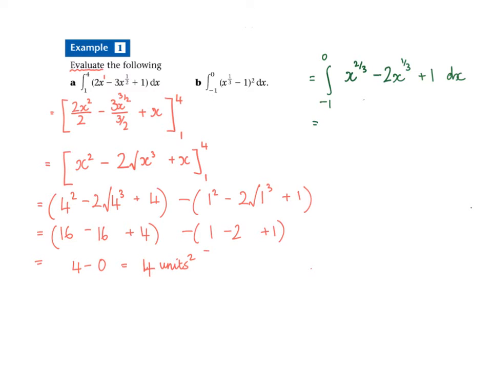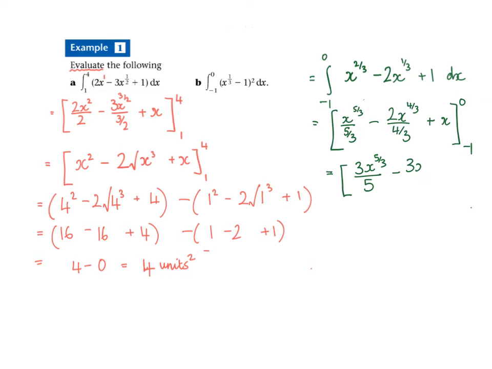From there then, we get add 1 to the power, which is 5/3, divide through by the new power, square brackets because it's in a definite integral, add 1 to the power, which makes it 4/3, divided by 4/3, and then the last one's going to be x, and that's in between -1 and 0. I'm going to tidy this up a little bit, makes the numbers easier. So we get 3x to the 5/3 all over 5 minus 3x to the 4/3 all over 2, and then plus x.